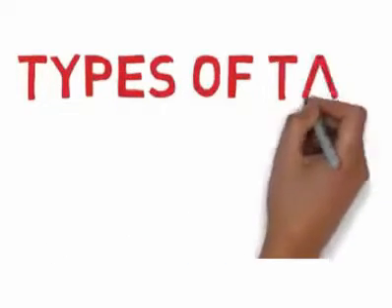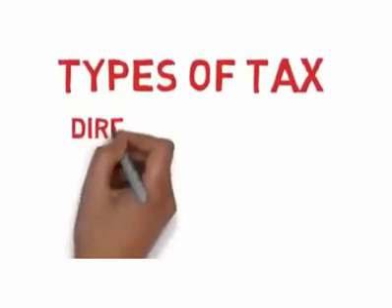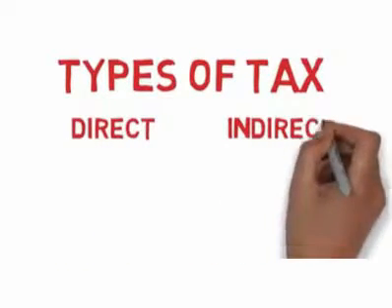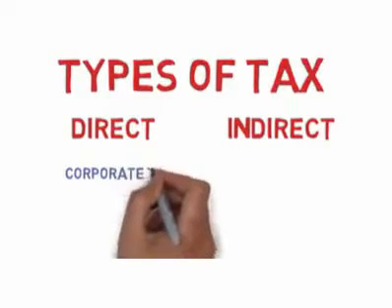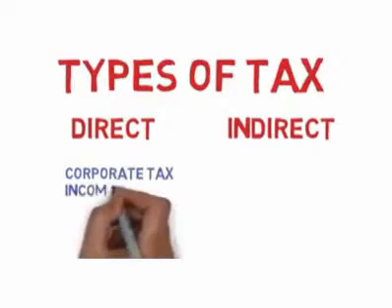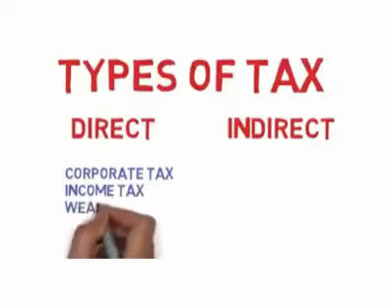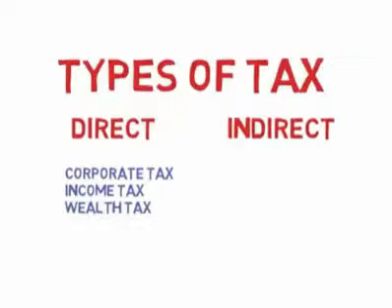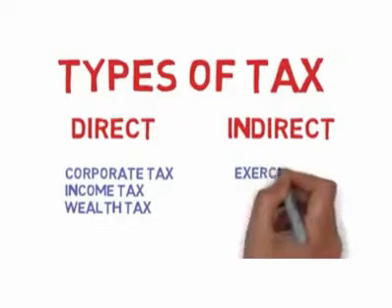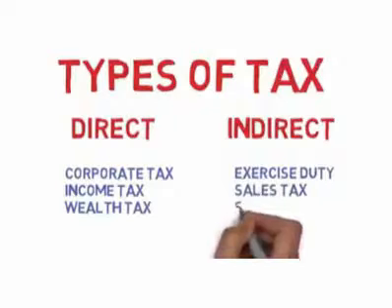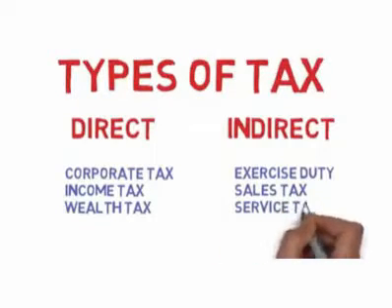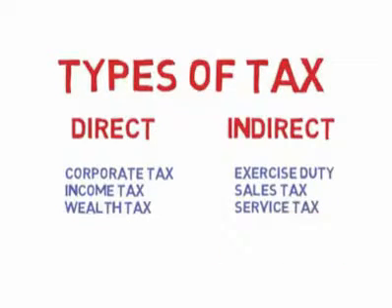There are actually two types of taxes. One is direct tax and the other is indirect tax. The direct tax is one whose liability cannot be shifted to someone else, like corporate tax, income tax, wealth tax, etc. But indirect tax is the tax whose liability can be shifted to someone else. It is central excise tax, sales tax, services tax, etc.